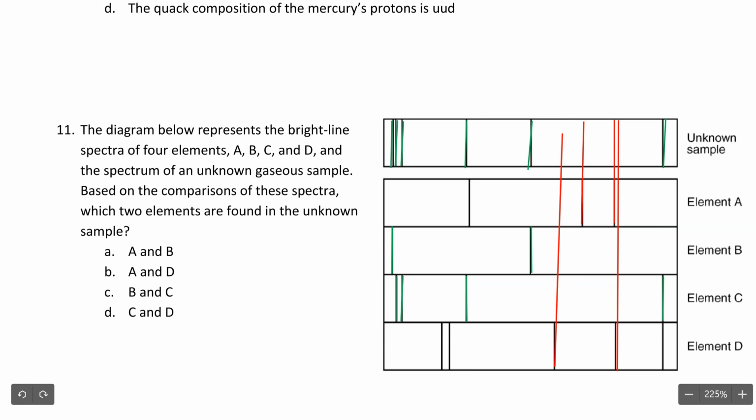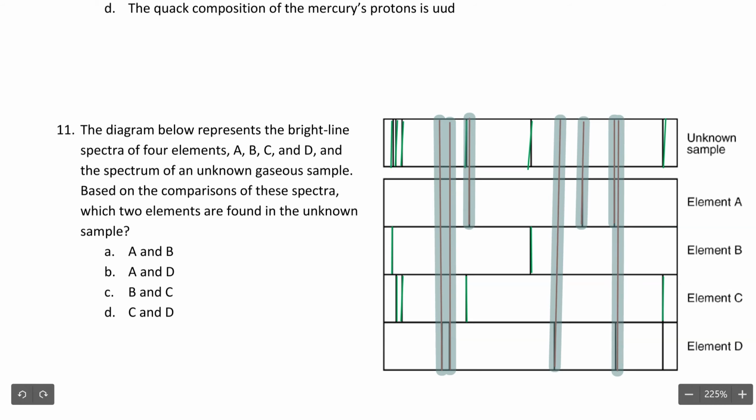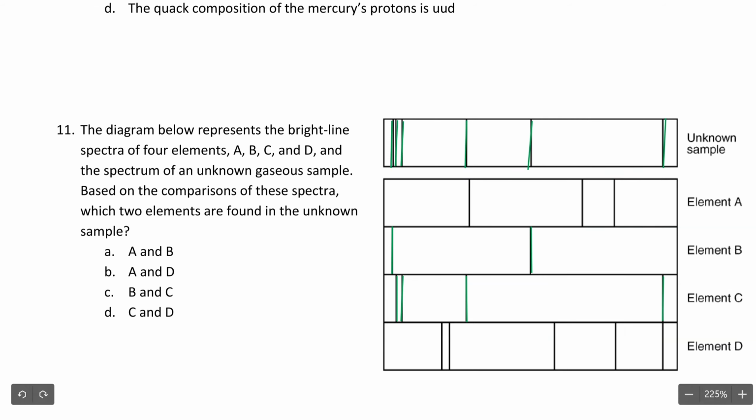See how that works? You're just comparing the lines. And technically, this one's no good either. It's a slightly different frequency. You see that? No good, no good, no good, no good. So definitely not A and D. And it's definitely going to be B and C. So let's get a nice circle over here. B and C. Choice C.